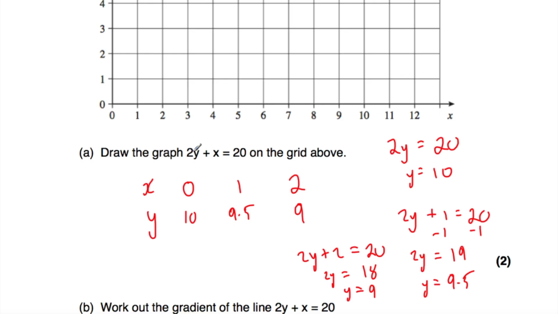Now I just want to mention, rather than doing an xy table and substituting the values in here, you could rearrange this and make y the subject. If you've revised changing the subject and you're happy with that, feel free to, but I've just substituted them in and solved the equations to find out what the values for y would be.